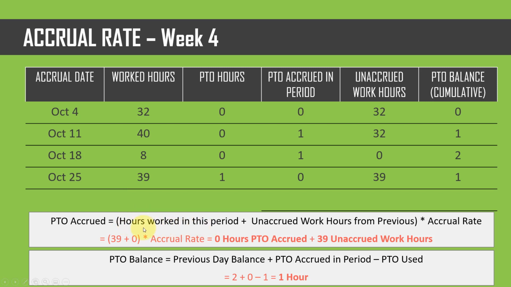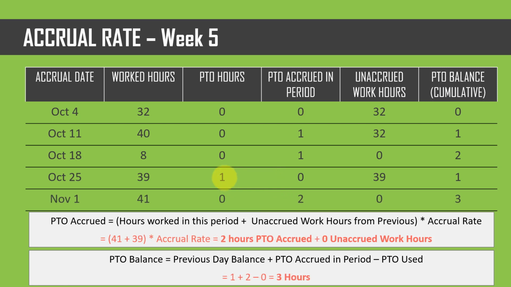Number of hours worked in the period is 39, and unaccrued from the previous is 0. And so we end up with 0 new accruals, but we have 39 now waiting unaccrued. So 39 goes to this bucket and 0 is here. And so when we calculate the balance, we take the 2, we add nothing, we subtract the 1, and then we get to 1 hour of balance. So the balance went from 2 to 1 in this period because the employee took 1 hour of PTO.